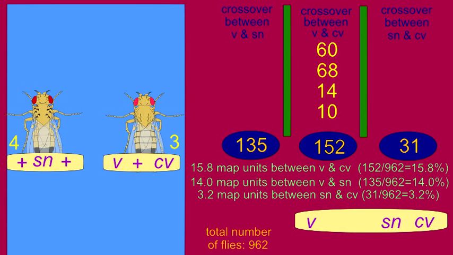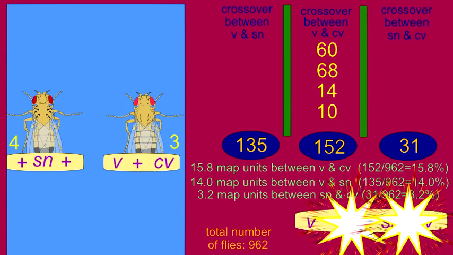In fact, it would require a double crossover. There would have to be 2 crossover events, one on either side of the singed gene, to move it with respect to the other 2 genes.